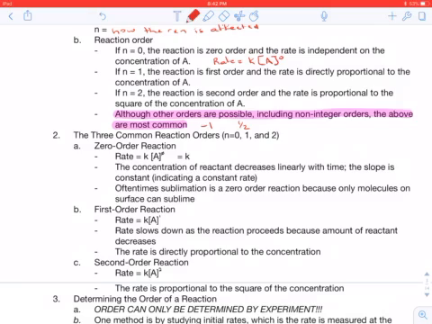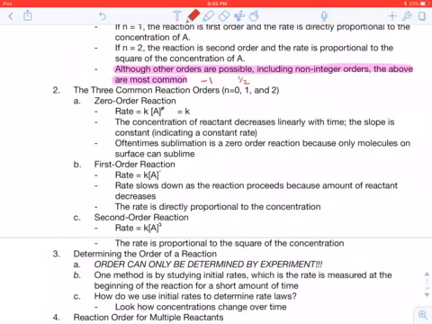If you have a zero order reaction, this is what we kind of alluded to in B. Rate equals K times A to the 0, which just equals K. So our rate equals our rate constant. Our concentration of reactant decreases linearly with time. The slope is constant, basically indicating a constant rate. So what we're saying here is this one is unaffected by the amount of A. All right, unaffected by the amount of A.